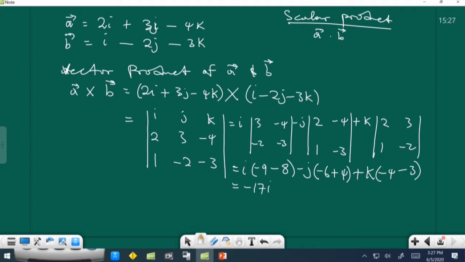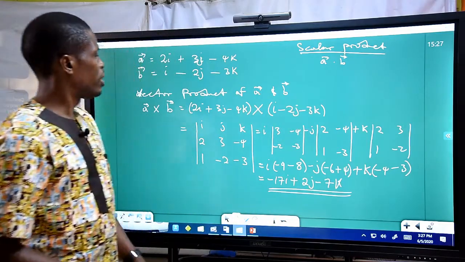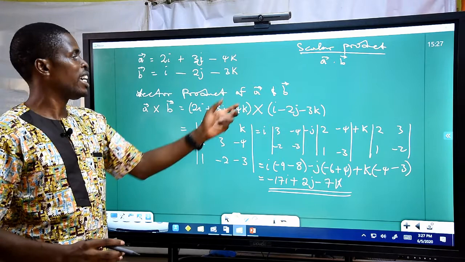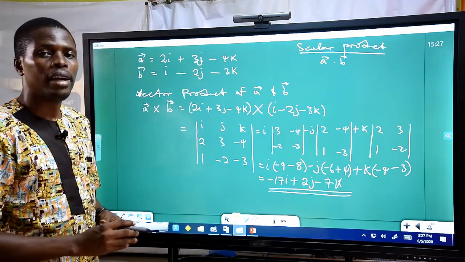Then minus 6 plus 4 is 2 with minus. So you have minus is plus, so you have plus 2j. And here we have k. Minus this will give us minus 7, so you have minus 7k. So this is the answer for the vector product of A and B, given this example.